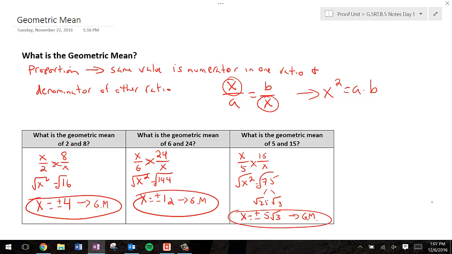All right, welcome back. So as you can see in the second one, we ended up with another perfect square, the square root of 144, which gave us plus or minus 12. We do get two answers when we do these. And so my geometric mean of the second one was plus or minus 12.